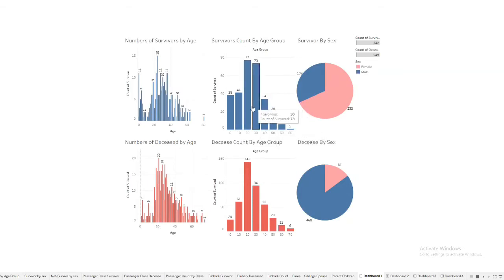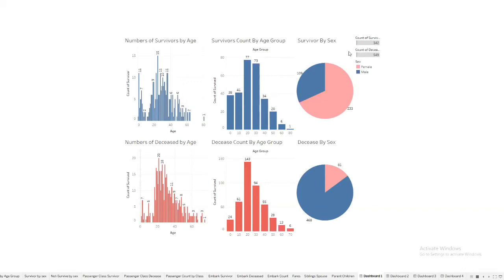Alright, and then by age group, here we can see that the age group of 20, which is age 20 till 29, has 77% survive, but it also shows that the age group 20 has the highest death count, because the age group that went onto the Titanic ship was mostly from the age of 20.